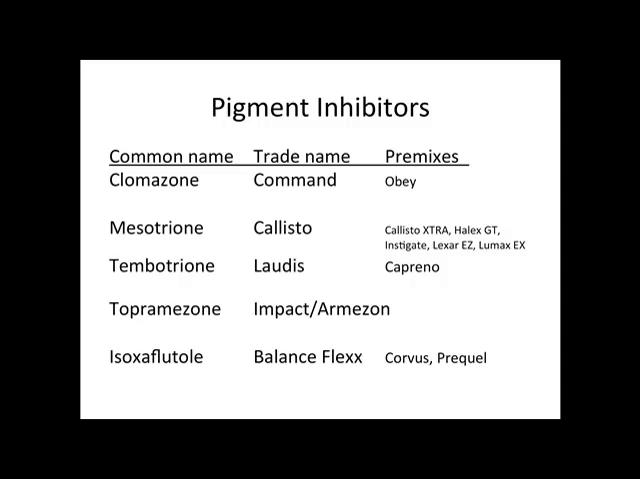The common name or active ingredient name is universal. The trade names and premixes have a lot of variation. Always know what you are spraying. Premixes are products or trade names with multiple active ingredients. Know all the active ingredients in your premixes and which active ingredients are providing control for your target weed species.